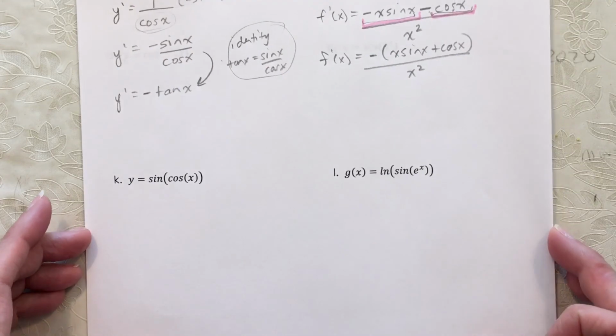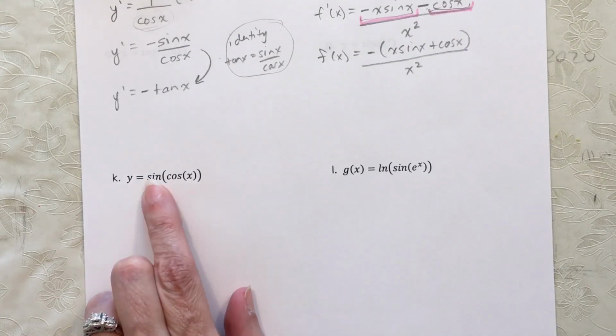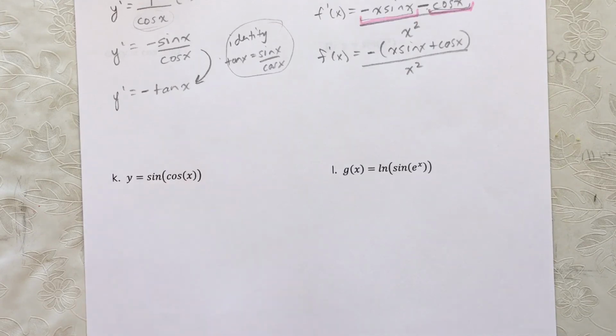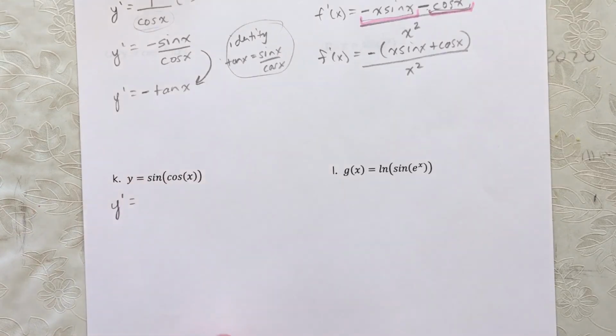Okay, so K, the sine of the cos of x. So here's another one where, is this a product rule or isn't it? So the x is only in one spot, so it's not. It's really a sine question, but you're taking the sine of the cos of x. So be careful when you're doing these ones. They're kind of like chain rule, but you have to be really careful.